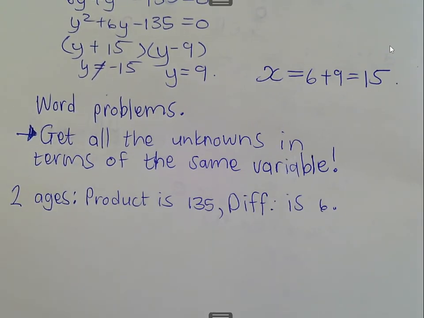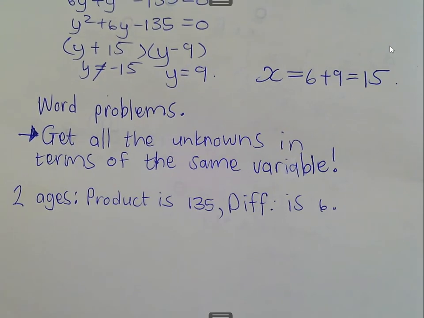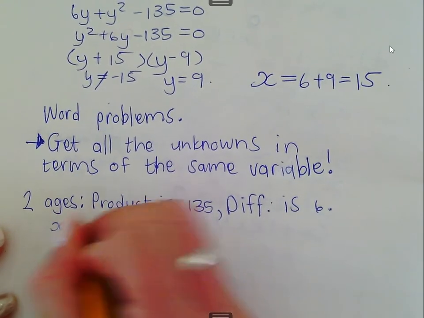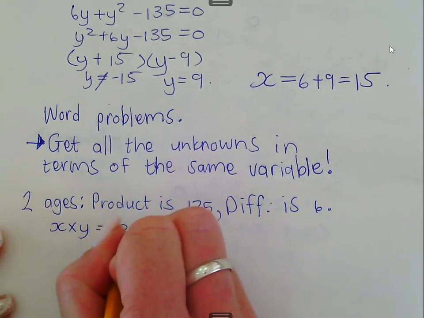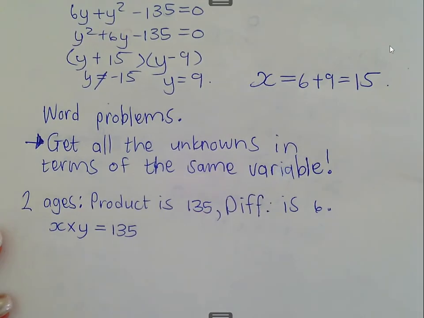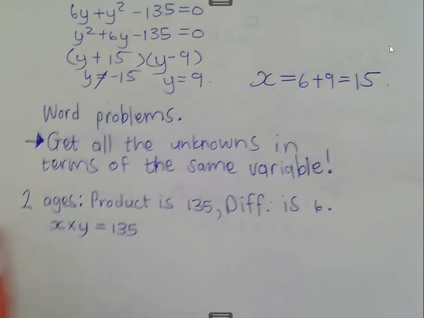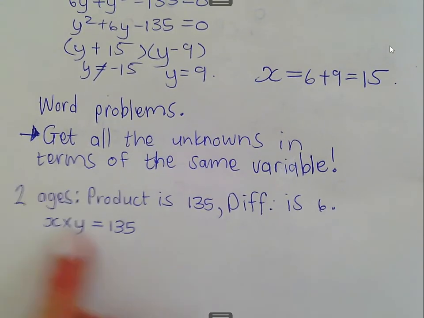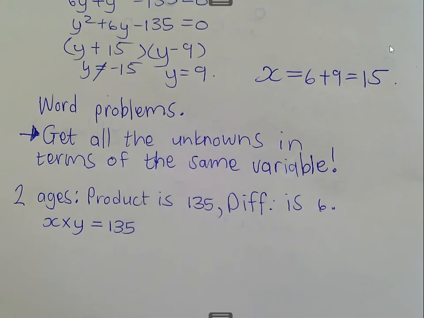There are 2 ages. The product of the 2 ages is 135, and the difference is 6. So I know if I take the one, I call it X, and I call the other one Y. If I multiply them, it will give me 135. You see I've got 2 variables. I can't solve it because it's 2 variables, 1 equation.